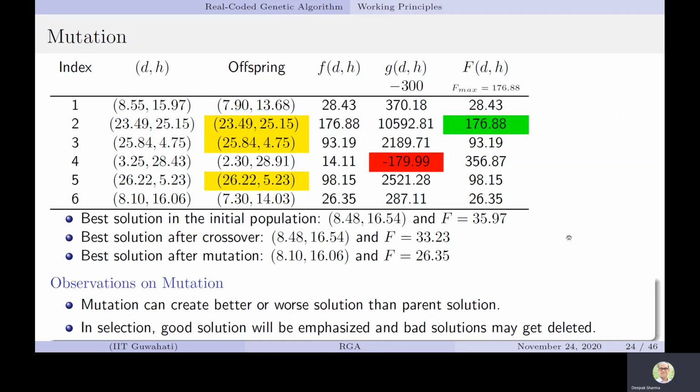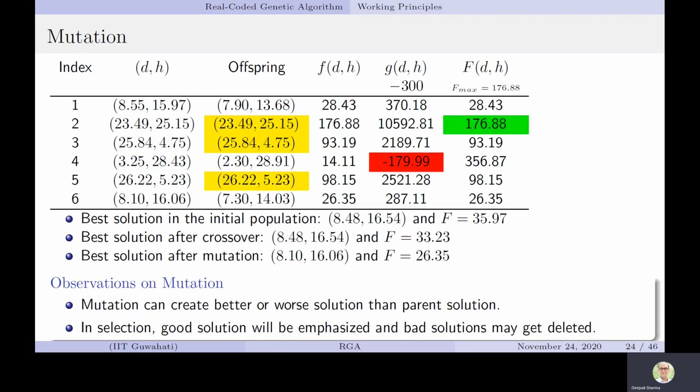Now there are certain observations. We started with the initial population in which the best solution had a fitness value of 35.97. After crossover, we get one solution which has the best fitness of 33.23. And after mutation, we get another good solution which has the fitness 26.35, which is the best as of now. So what we can understand is that mutation can create good as well as bad solutions. Good solutions will be emphasized, bad solutions will be deleted.